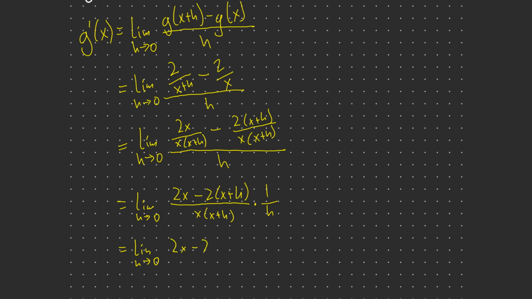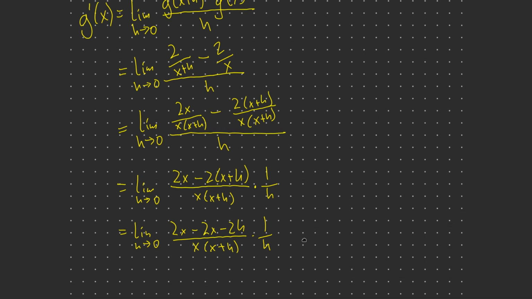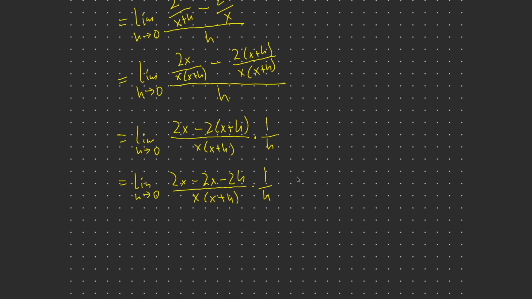2x minus 2x minus 2h over x times x plus h times 1 over h. Cool. So now the question is, what do I do with this? Well, you can see the 2x minus 2x, these are canceling. So we can see that these are starting to cancel. So we can go ahead and simplify this, and we get the limit as h goes to 0 of negative 2h over x times x plus h times 1 over h.